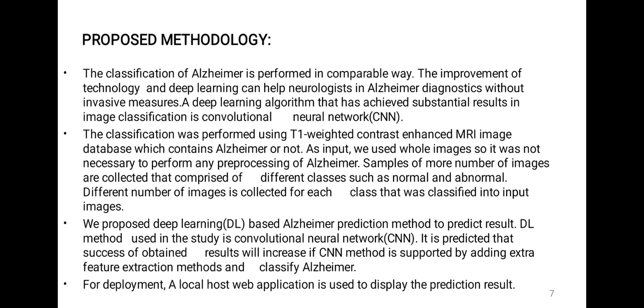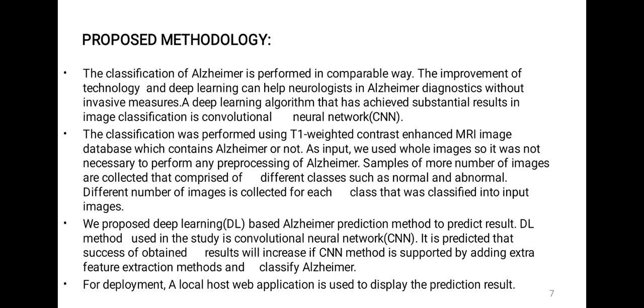Our proposed system: the improvement of technology and deep learning can help neurologists in Alzheimer diagnosis without invasive measures. A deep learning algorithm that has achieved substantial results in image classification is CNN. The classification was performed using a T1 weighted contrast enhanced MRI images database which contains Alzheimer or not. As input, we used whole images, so it was not necessary to perform any preprocessing.